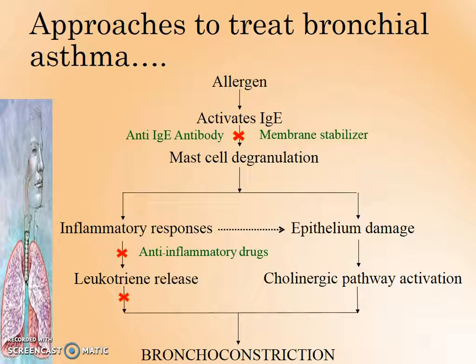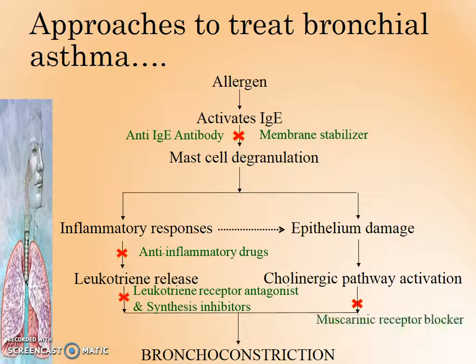There is leukotriene release, so we can have drugs which can modulate it, so leukotriene receptor antagonists and synthesis inhibitors can be given. We can give specific cholinergic blockers, so we have muscarinic receptor blockers which can be given, and ultimately we can take care of bronchoconstriction by using different bronchodilators. So beta-2 agonists and xanthine derivatives are the ones which can be given.